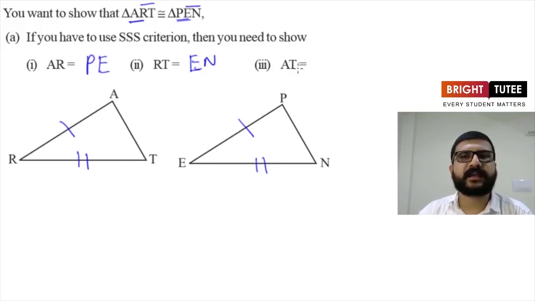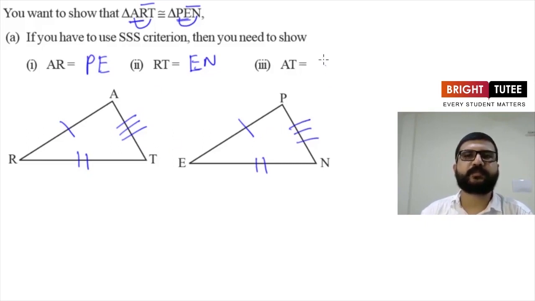And then what else we have? We have AT should be equal to what? So here is the AT. This AT should be equal to PN. From the congruency rule also we can see this is AT, and then here it will be PN. So AT should be equal to PN. So this is what we have to show for using SSS criteria to show that these two triangles are congruent.